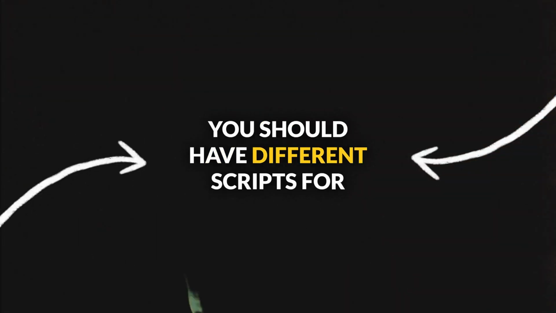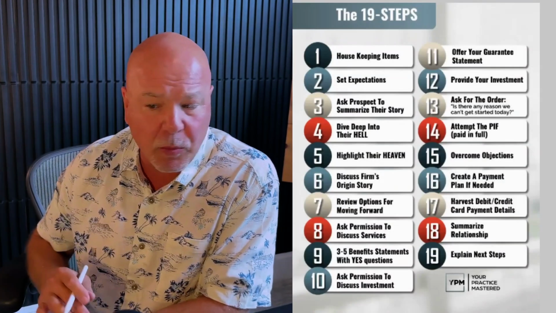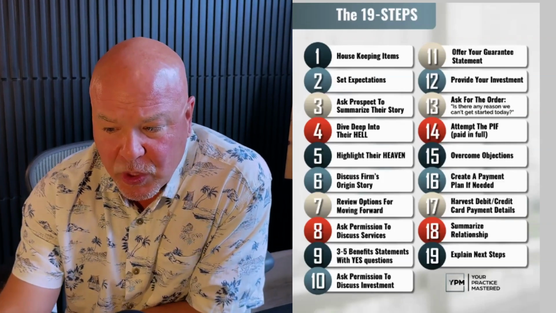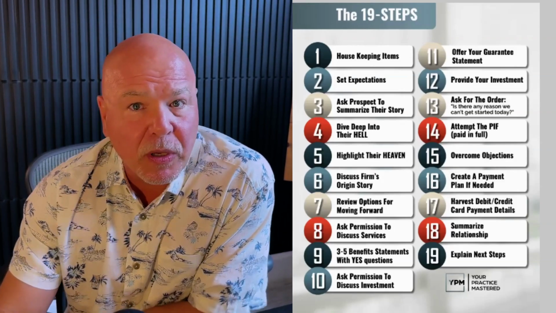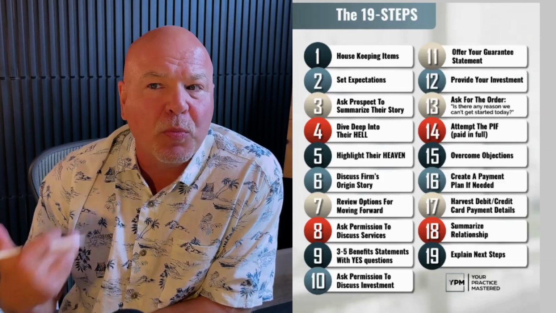So you should have different scripts for different situations, and maybe it's different practice areas, a different script for cold traffic as compared to a script for warm traffic. And I'm just gonna outline for you what you should pay attention to inside the 19 steps. Here's the basic 19 steps framework that we use. And so the question is, would we do step number 1, housekeeping? Well, of course we would. We would still make sure we talk to them, except it would be in a much more casual tone.